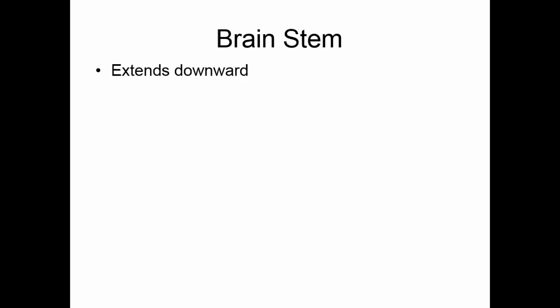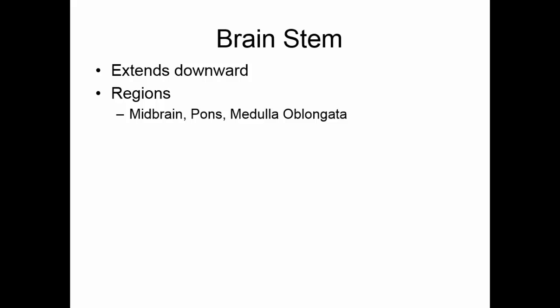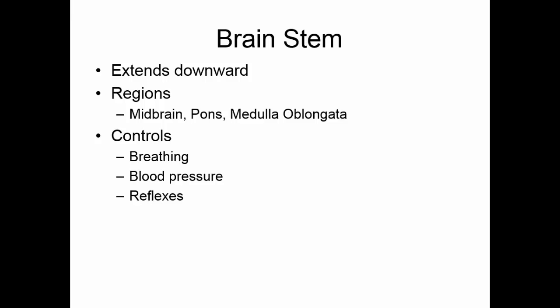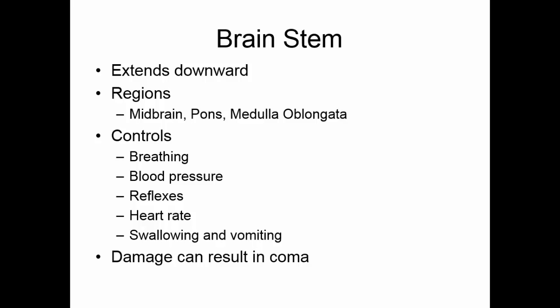The brainstem extends downward from the brain. It too has three regions, the midbrain, the pons, and the medulla oblongata. This controls very basic life functions: breathing, blood pressure, reflexes, heart rate, swallowing, and vomiting. If this part of the brain is damaged, a coma can result.